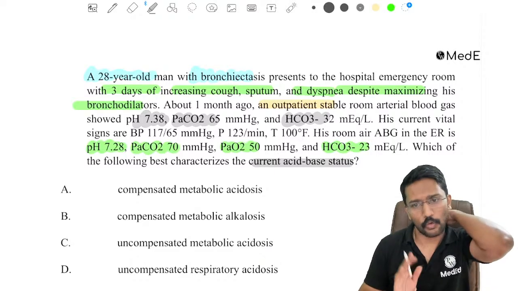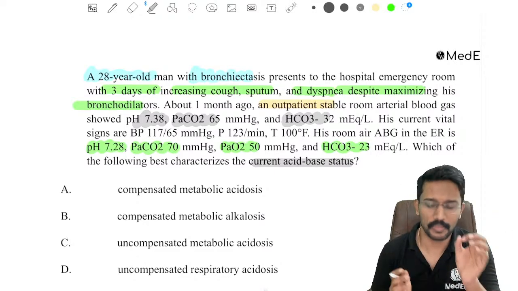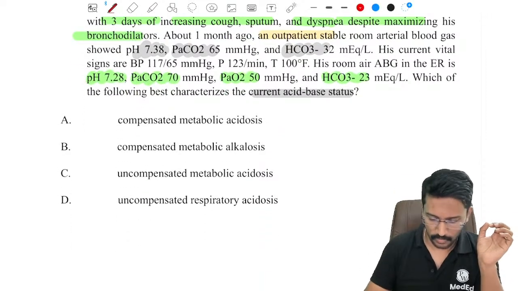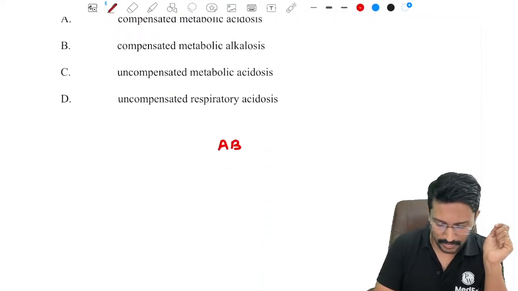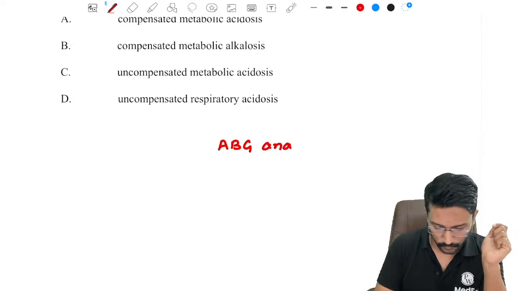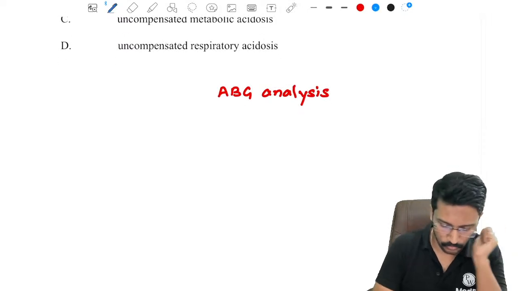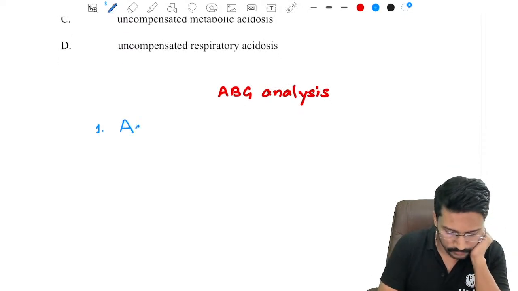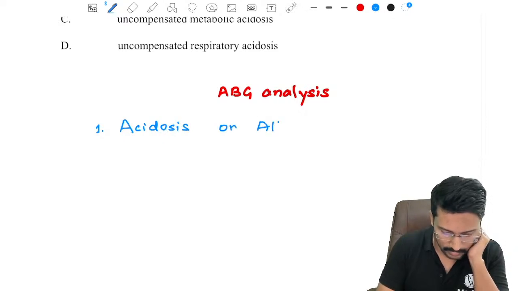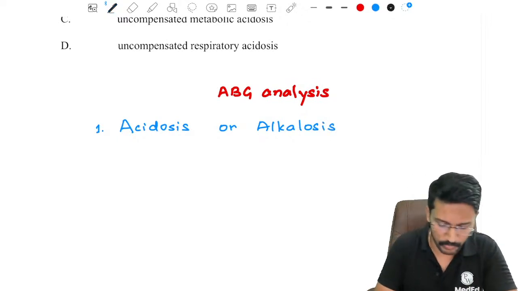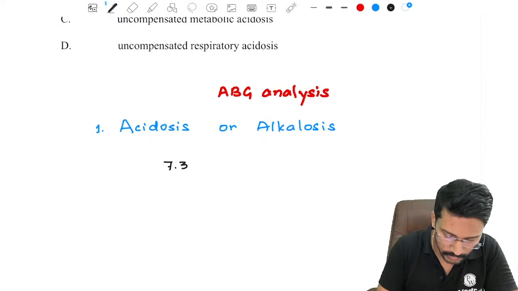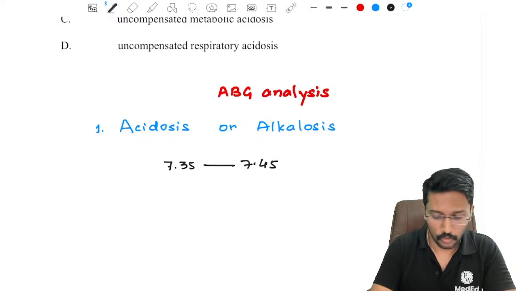Okay. Now, whenever we deal with an ABG problem, when it comes to ABG analysis, the first question to ask ourselves is whether we have the acidosis or alkalosis. Acidosis or alkalosis. Now, how do we assess that? For that, we should know the normal pH. What is the normal pH? Normal pH is in the range of 7.35 to 7.45. That is the normal pH.